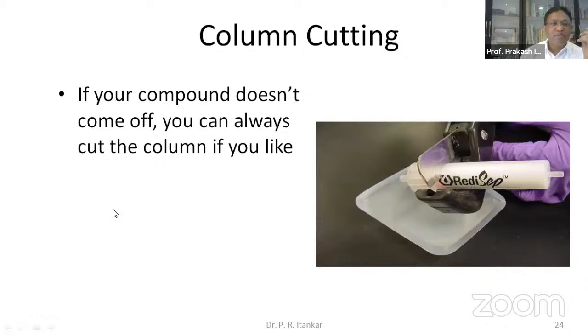Now, what happens many times is that some of your sample may not come out, even at the highest polarity, and you do not wish to miss out on those constituents which remain stuck in the column. So you can easily cut those ready-set columns, and you can take out the sample along with the silica gel, and you can dissolve your constituent which has not been separated so far at the end of the separation process. So that possibility is also there, that you can cut and recover your compound which has not come out of the column during the process of separation.